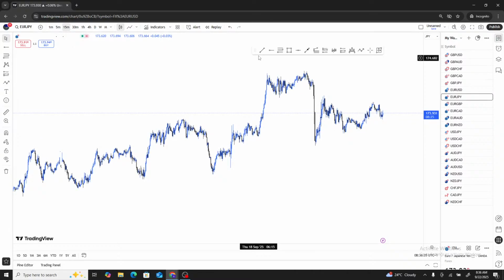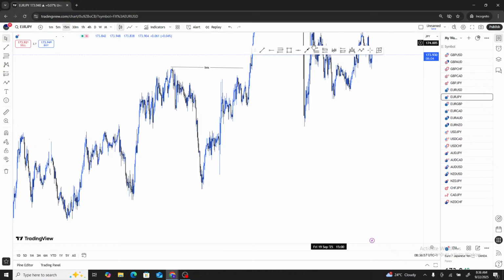As you can see from this level, it is a break of structure, but it doesn't have a clean imbalance. Can you see? The little imbalance here has been mitigated. Price has tapped into it, this other block with a little imbalance. Price tapped into it before moving.